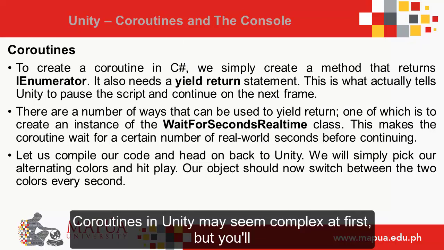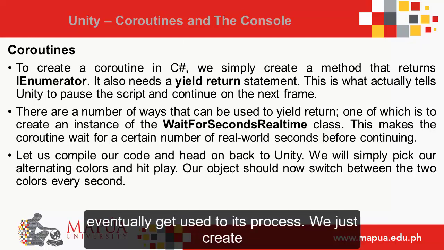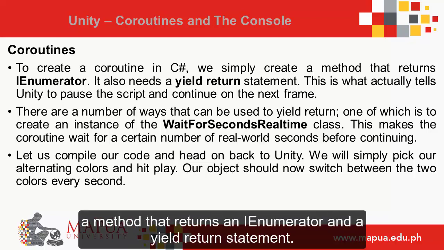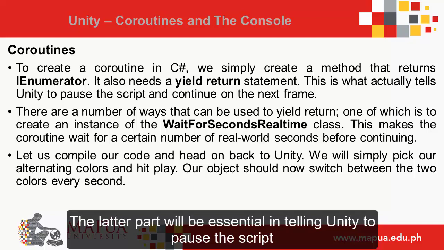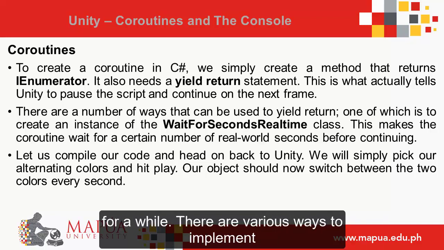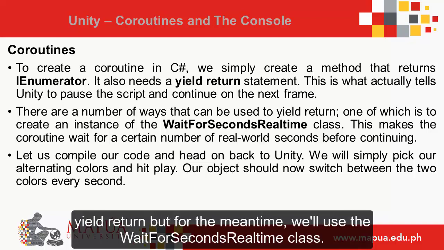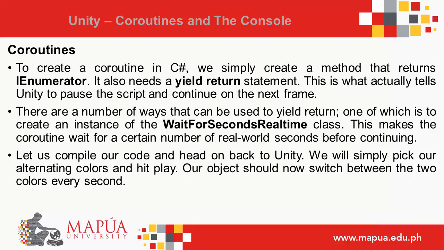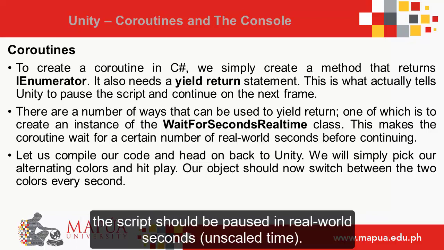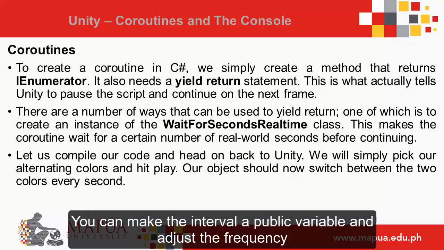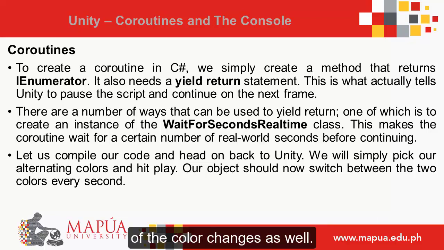Coroutines in Unity may seem complex at first, but you'll eventually get used to the process. We just create a method that returns an IEnumerator and a yield return statement. The latter part will be essential in telling Unity to pause the script for a while. There are various ways to implement yield return, but for the meantime, we'll use the WaitForSeconds class. This then takes a floating point value which determines how long the script should be paused in real-world seconds. You can make the interval a public variable and adjust the frequency of the color changes as well.